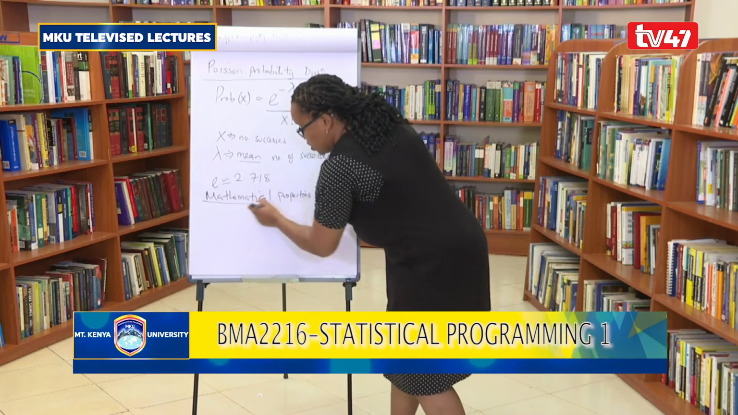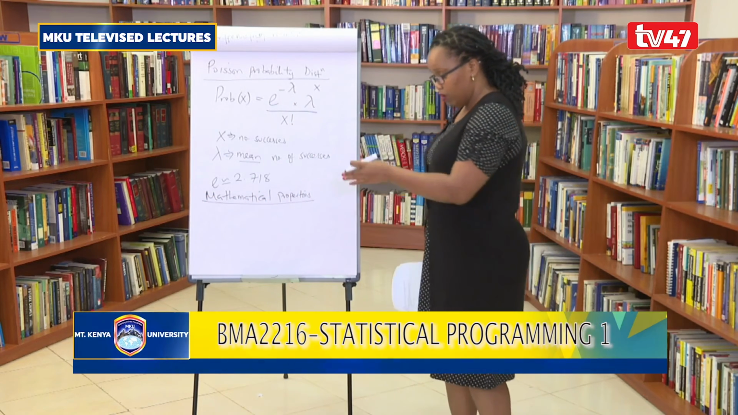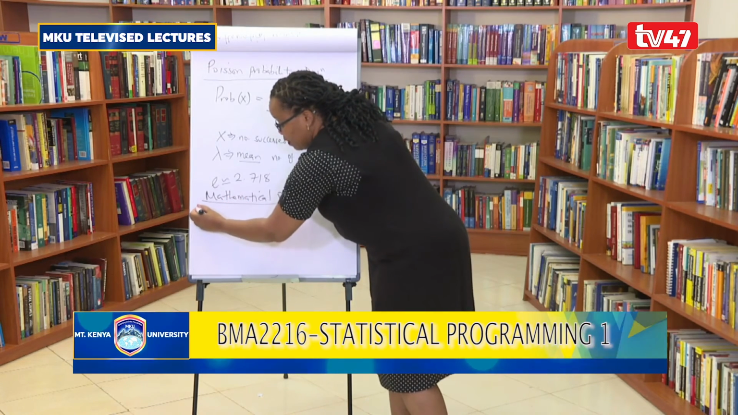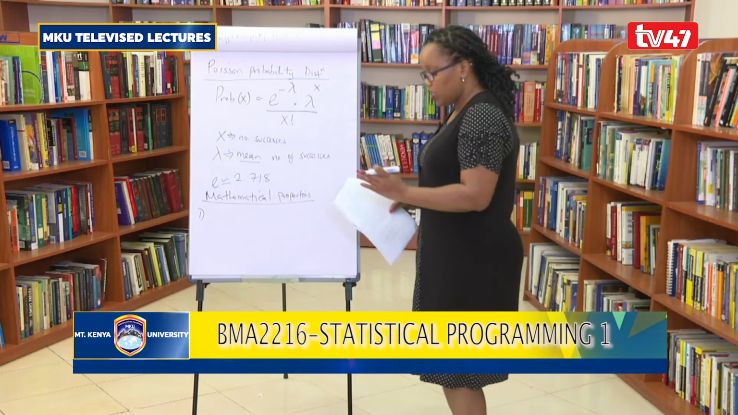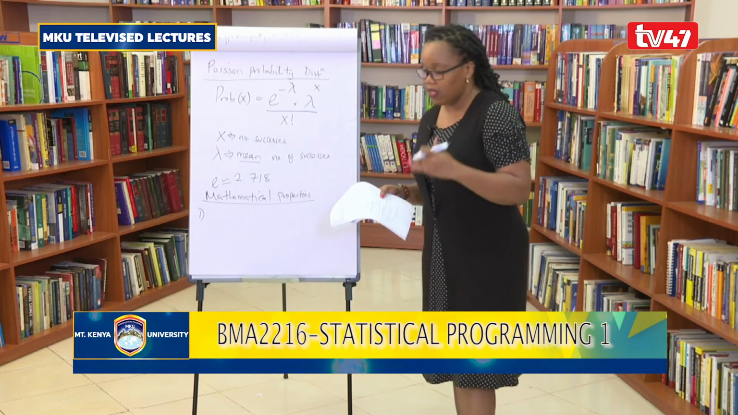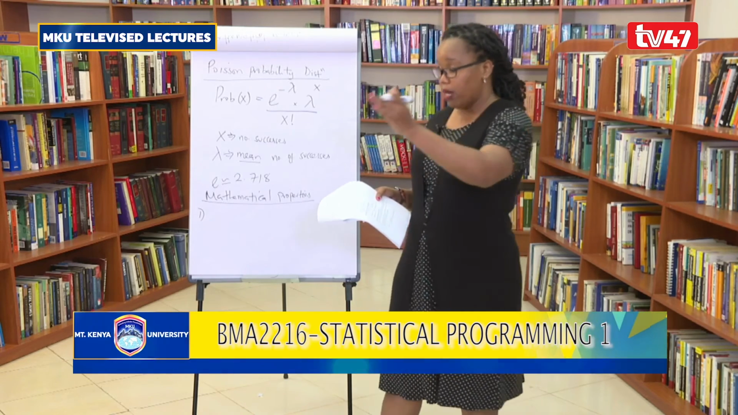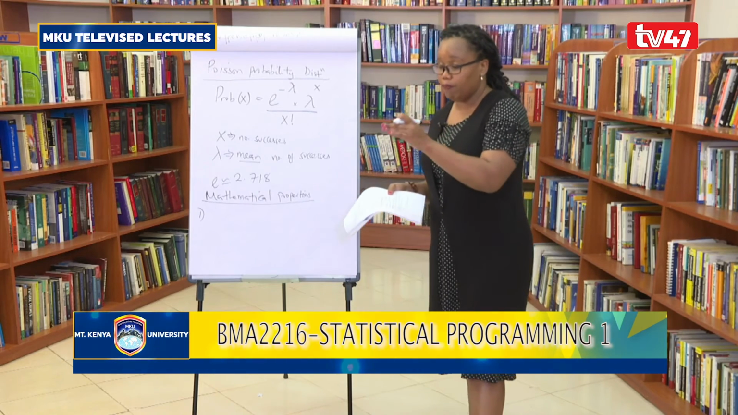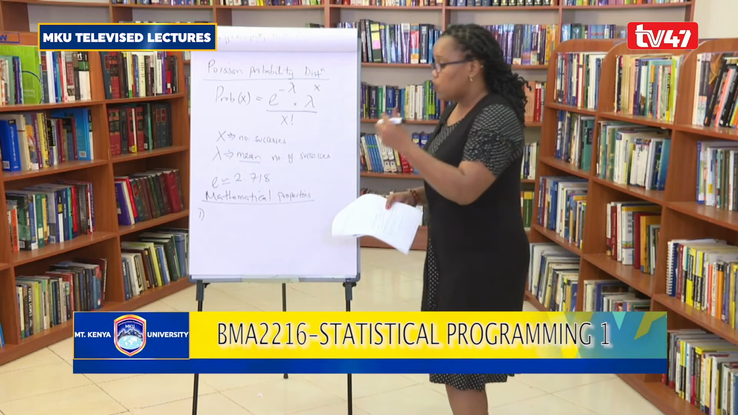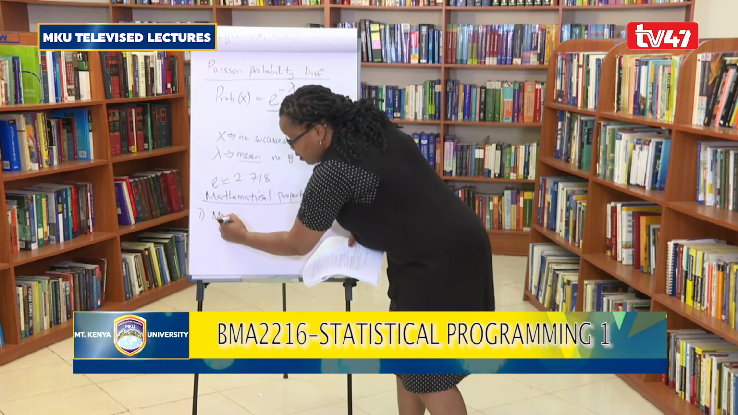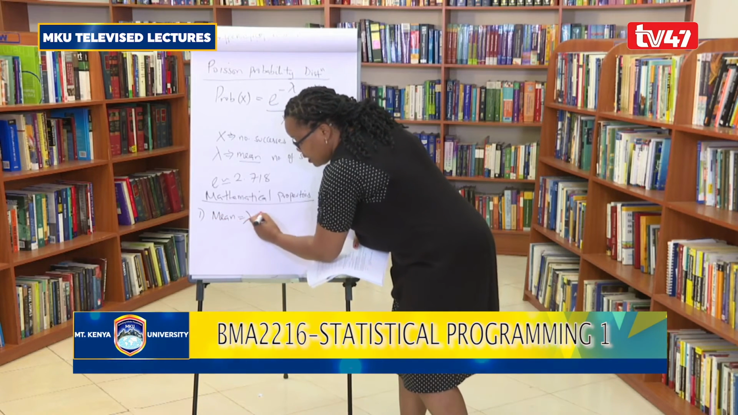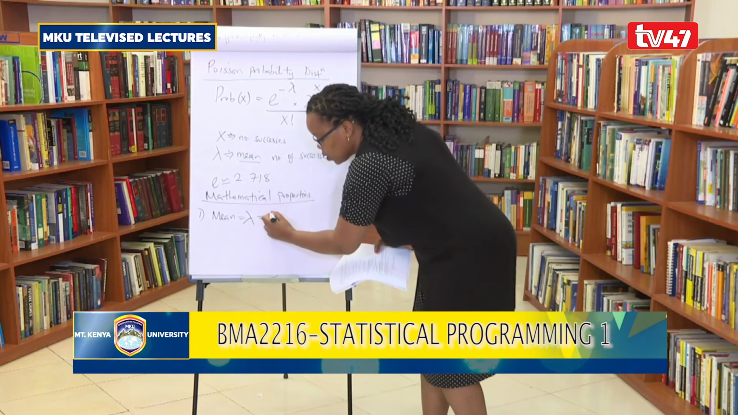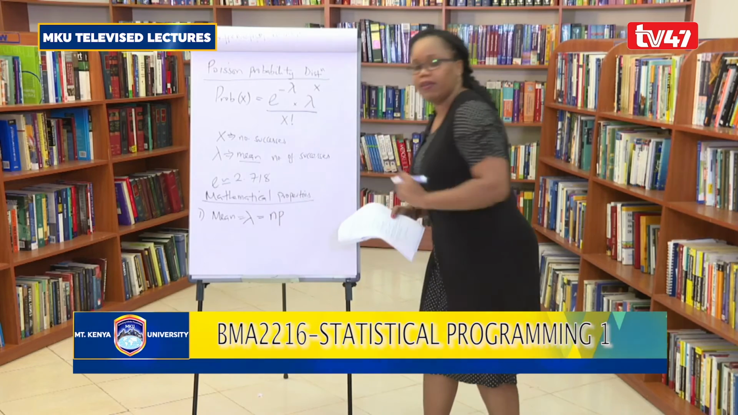This is where the association with the binomial comes into play. Remember, we said that if the event occurs, we associate it with the binomial in the sense that it's a success, which we know from binomial is P. If it does not occur, it's a failure, which we know from binomial is 1 minus P. So for the mean, which is represented by lambda, borrowing from binomial, it is n times P.